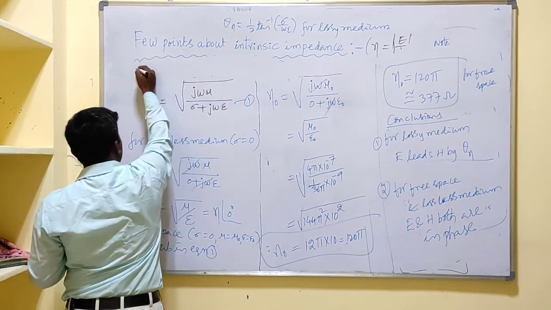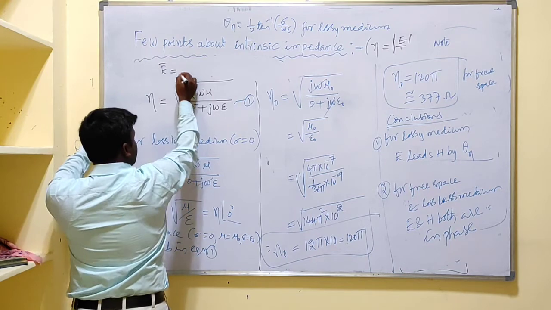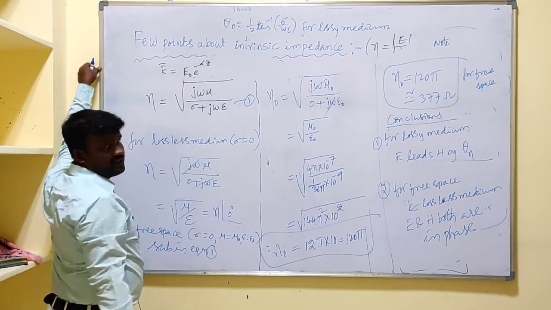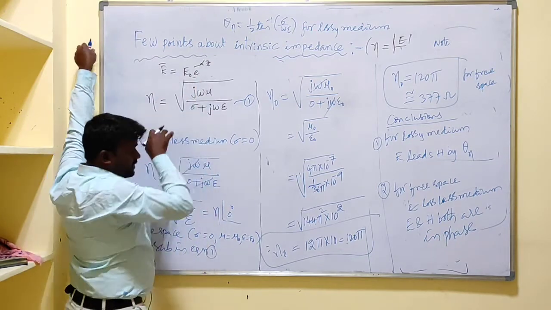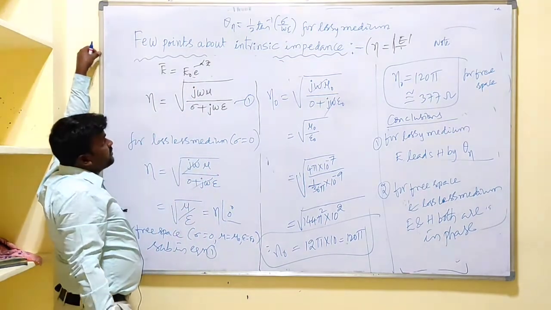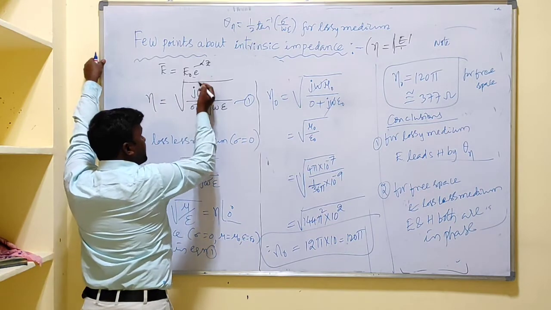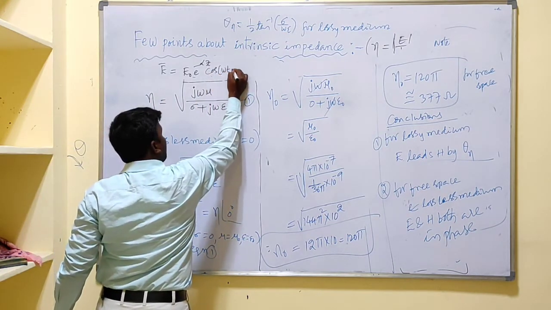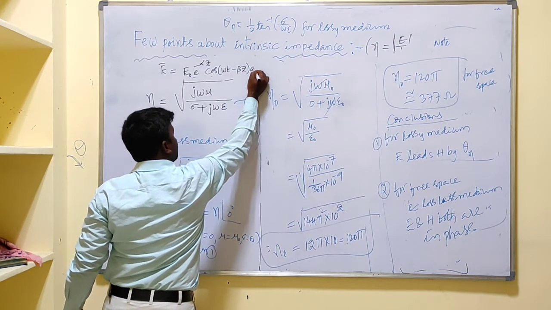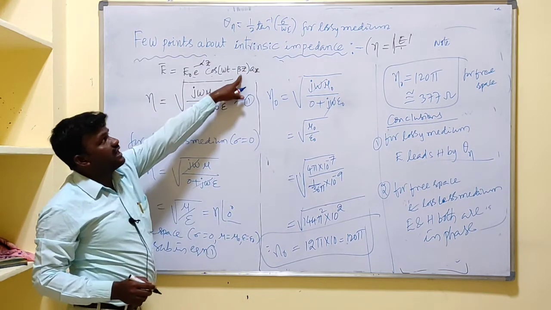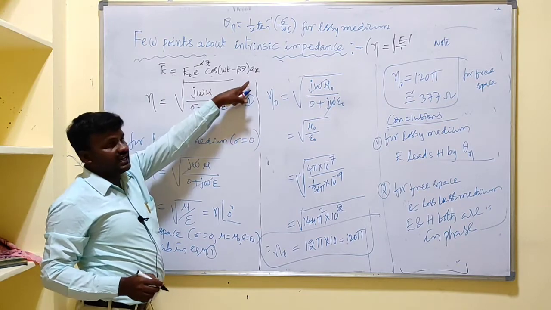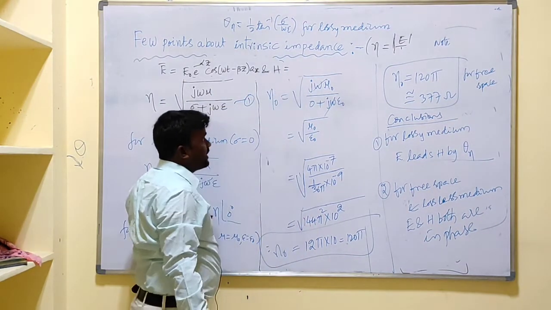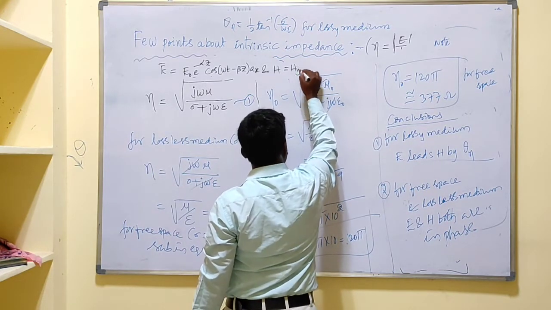From conclusion 1, suppose the medium is lossy, so E naught into e to the power minus alpha z. We derived the solution of the wave equation like this: E bar equals E naught e to the power minus alpha z cos of omega t minus beta z a x. That means we assumed the wave is traveling along the positive z direction and the electric field is along the a x direction. Then what about H? H should be along the a y direction, that is H y a y.